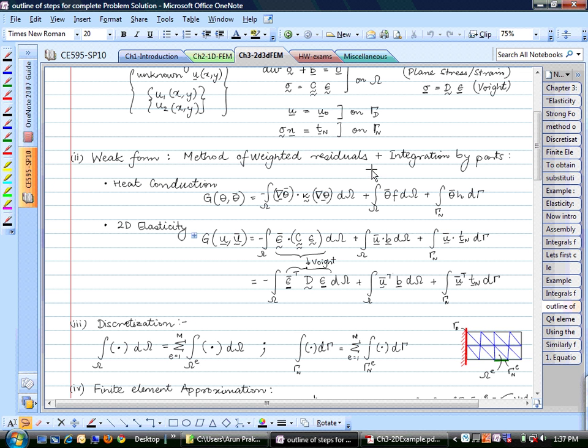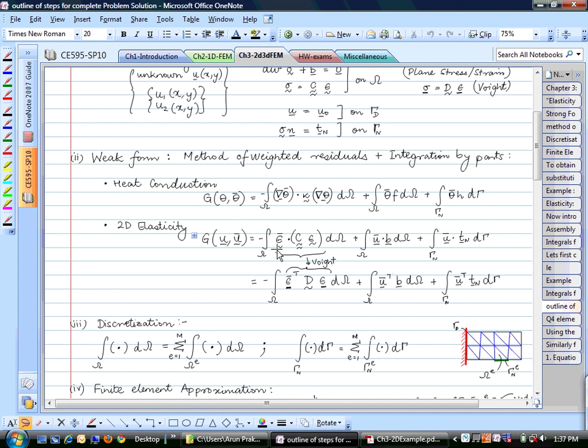Okay, so after you have the strong form and the boundary conditions, all you need to do is to do the method of weighted residuals and integration by parts. You will end up with this weak form for the heat equation. This is something that we derived, and you will end up with this weak form for the 2D elasticity problem.